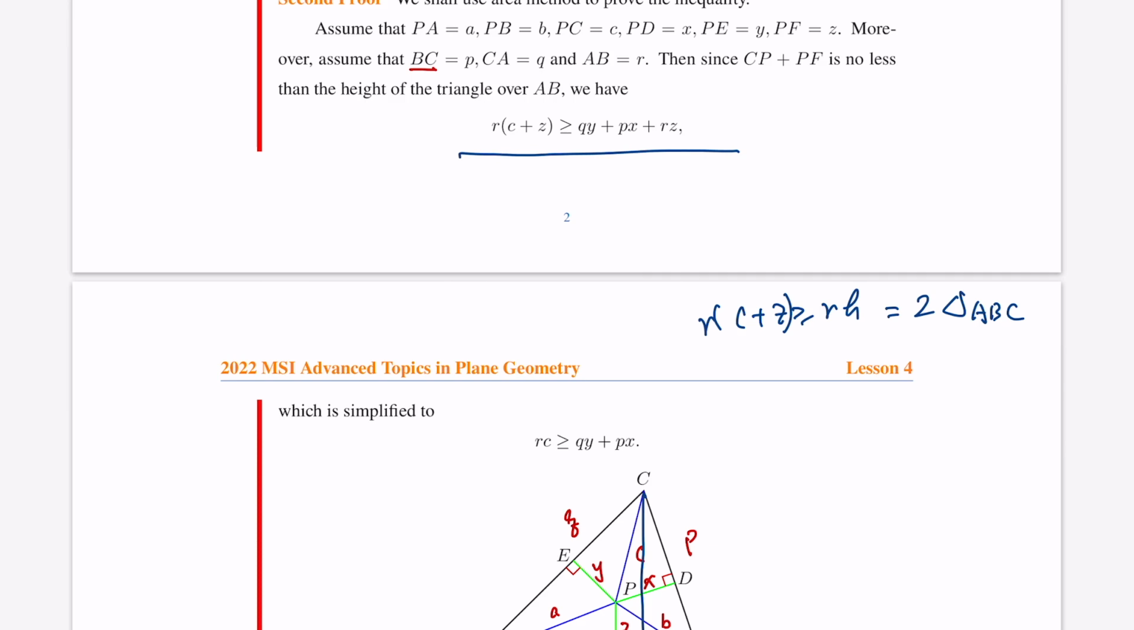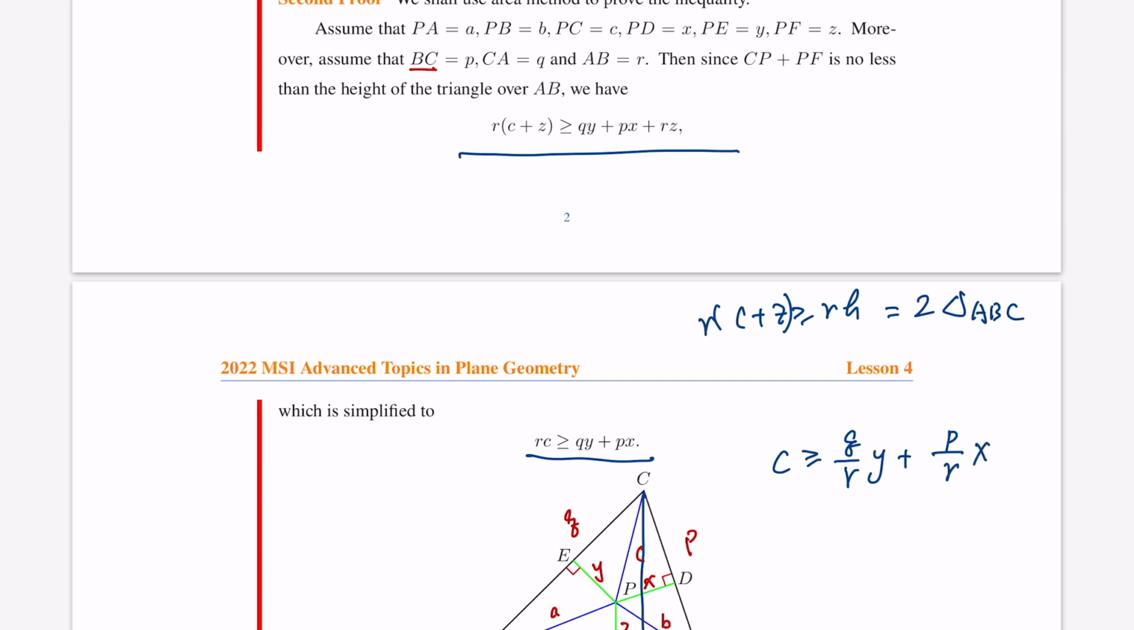And you can simplify this to get the inequality: R times C, RC, is bigger than QY plus PX. That's a very simple inequality, and you obtain it just by area considerations. Using my experience of the above one, I would say C is bigger than Q over R times Y plus P over R times X.